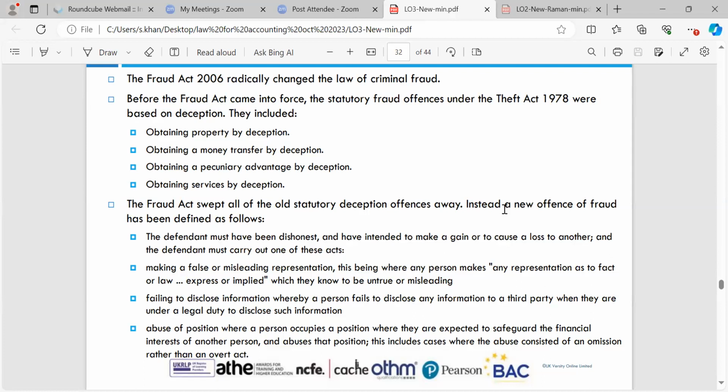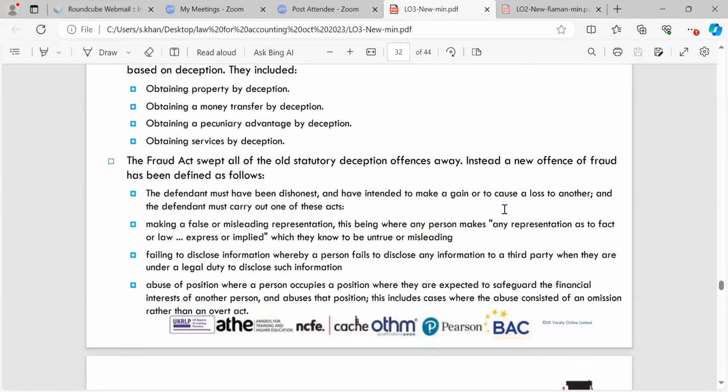Before the Fraud Act came into force, the statutory offences under the Theft Act 1978 were based on deception. They included obtaining property by deception, obtaining a money transfer by deception, obtaining a pecuniary advantage by deception, and obtaining services by deception. The Fraud Act swept away all the old statutory deception offences. Instead, a new offence of fraud was defined.